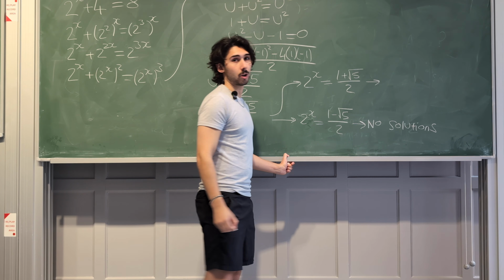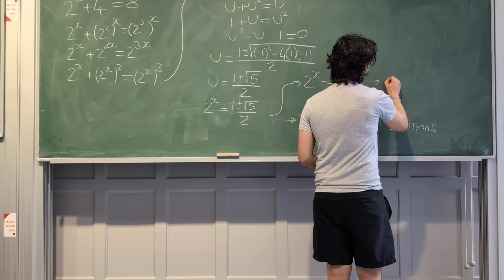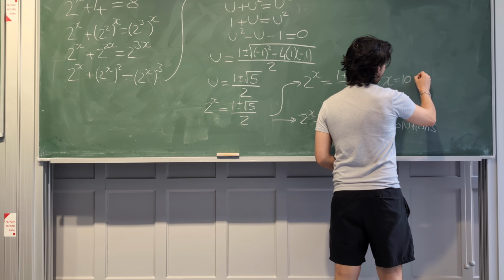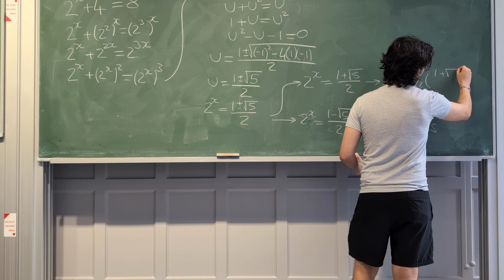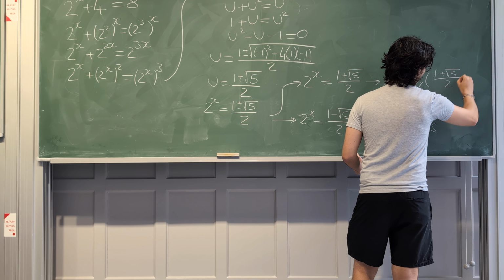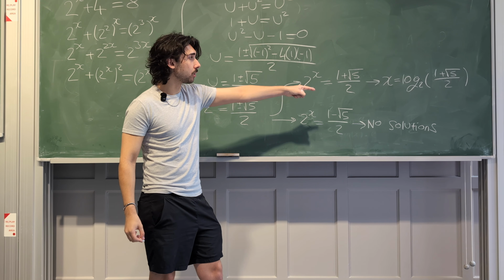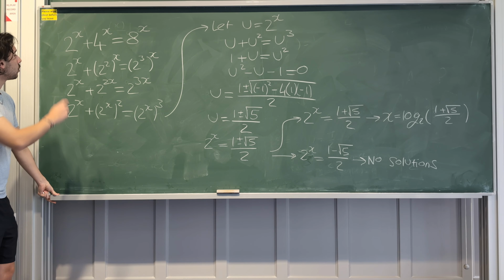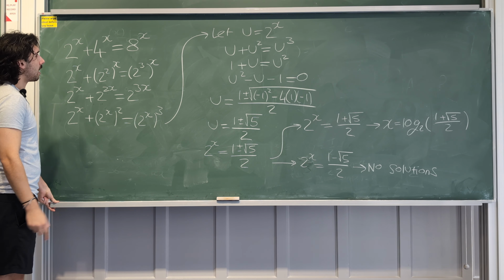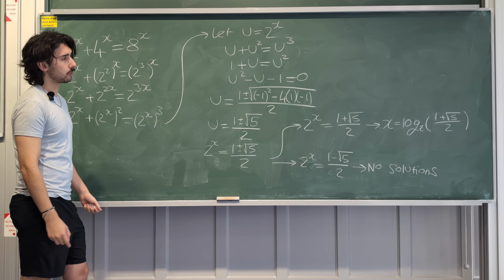And to get x on its own, all we have to do is take log base 2 of both sides. And we will get that x is equal to log base 2 of 1 plus root 5 over 2. And that is the one and only real solution to the equation. So the solution to the equation 2 to the x plus 4 to the x equals 8 to the x is log base 2 of 1 plus root 5 over 2.